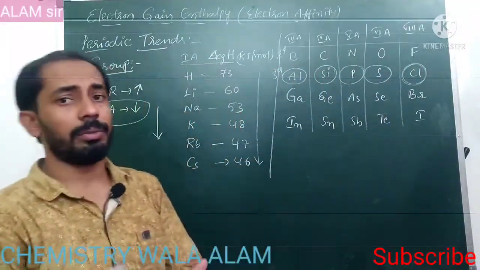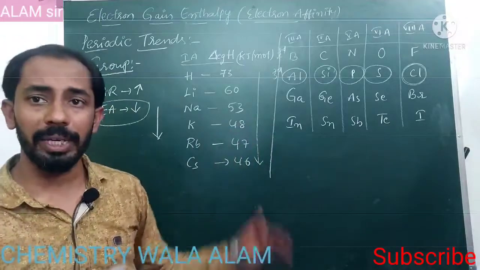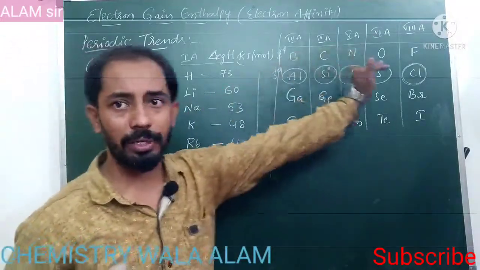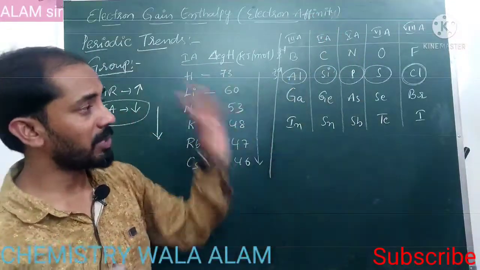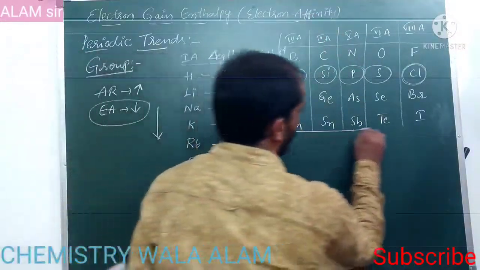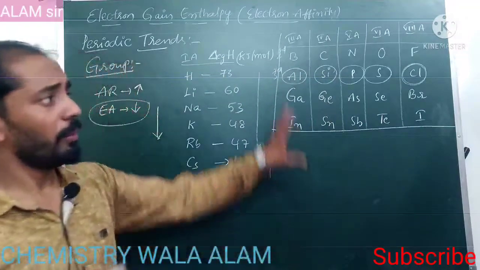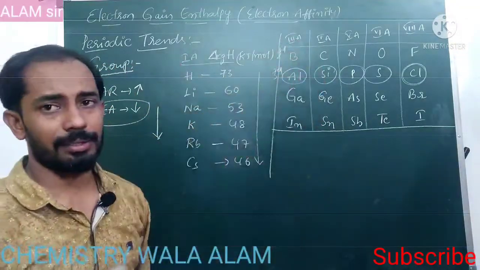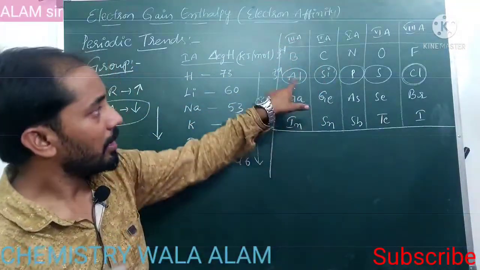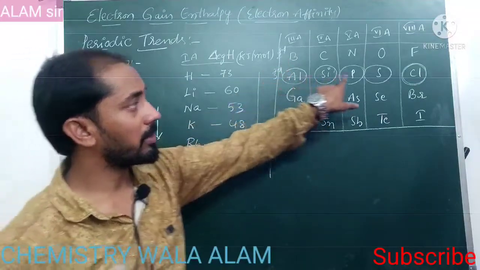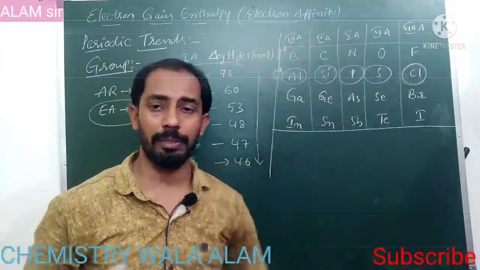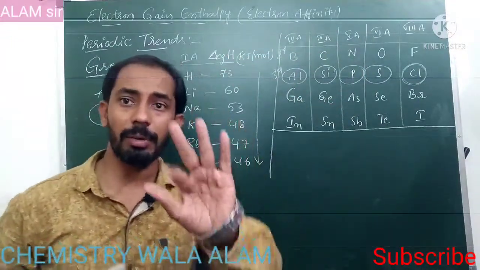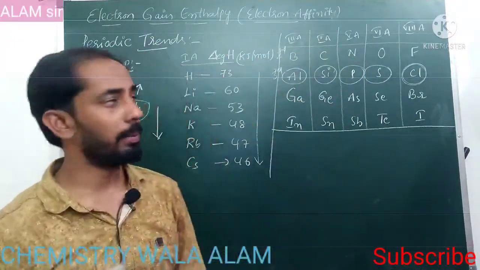According to our trends in the period or group, electron affinity increases from left to right and decreases from top to bottom. But here the exception is that top to bottom it decreases, with a small change here. Third period elements have more electron affinity than second period elements.